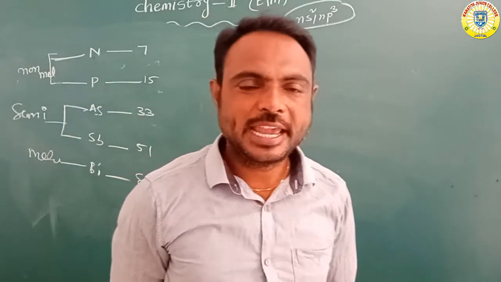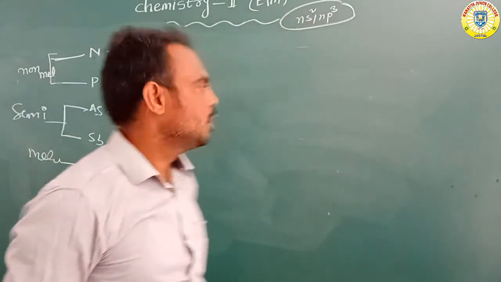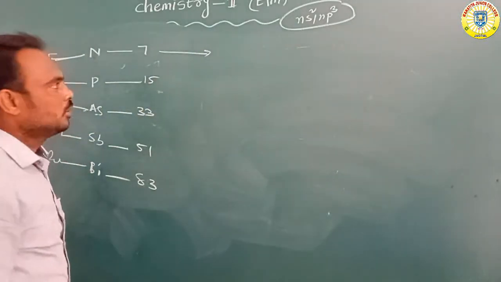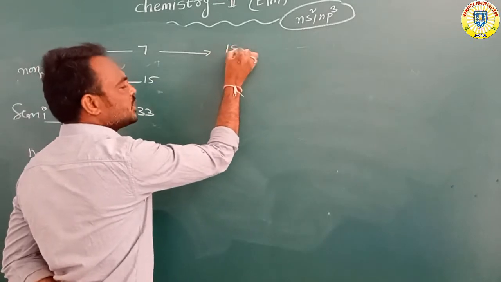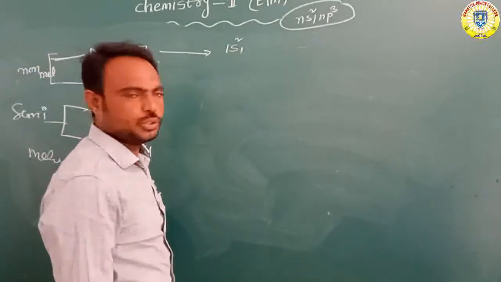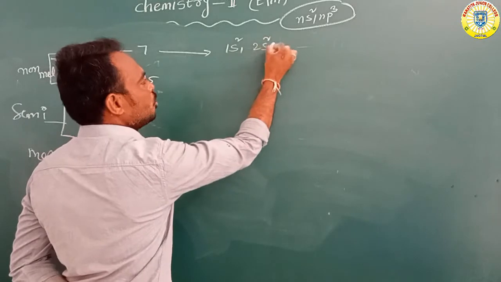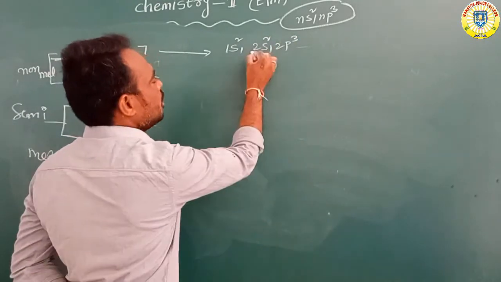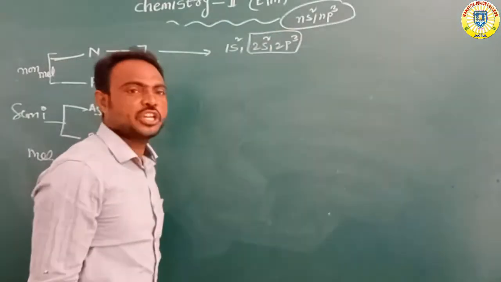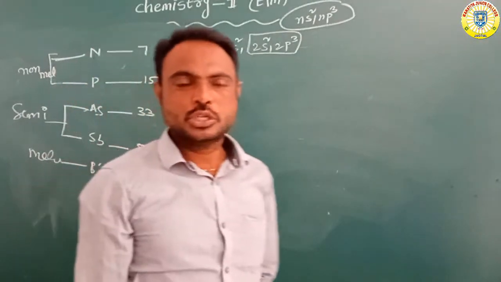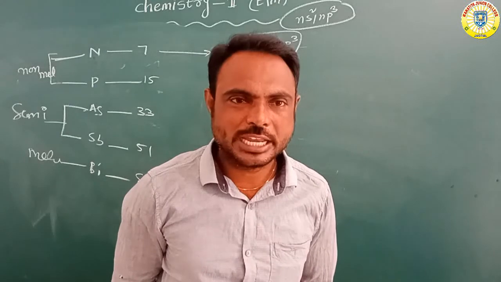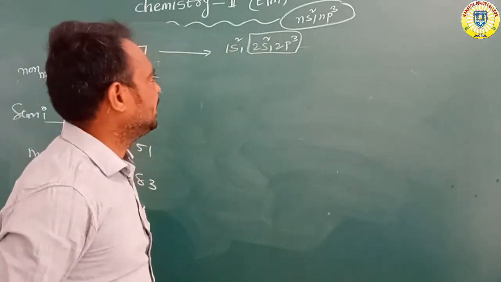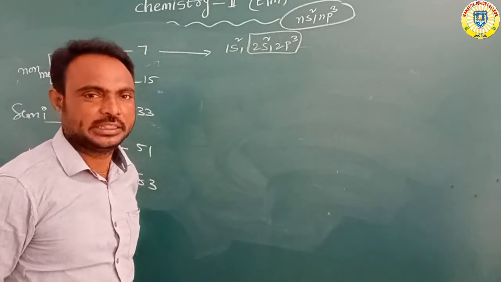NH2 NP3 electronic configuration. Suppose we are taking nitrogen. We write the electronic configuration of nitrogen: 1s2, 2s2, 2p3. What is the outer shell electronic configuration? 2s2, 2p3 is the outer shell electronic configuration. Here the n value changes, n is equal to the second shell. So 2s2, 2p3, ns2, np3.